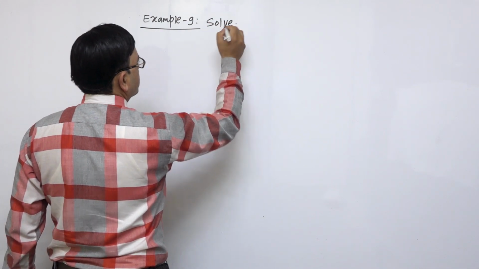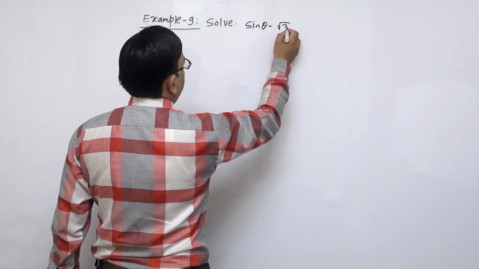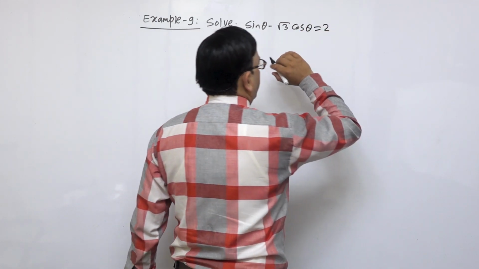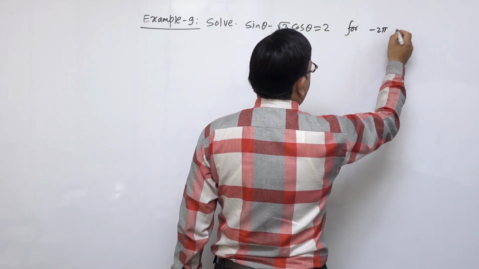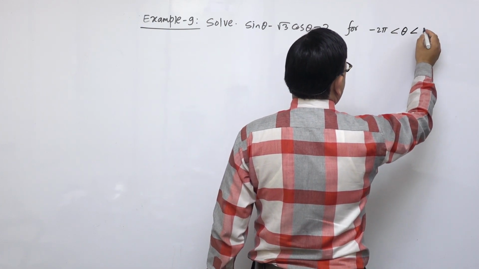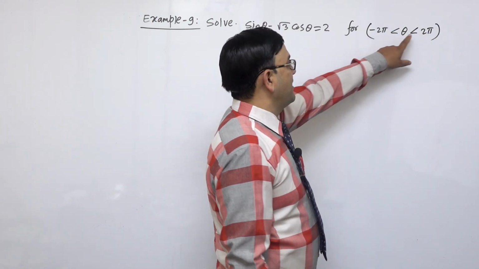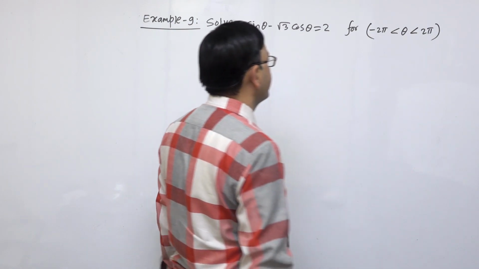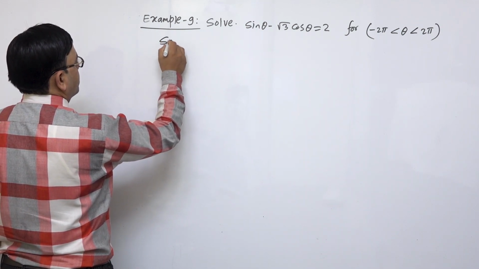So our question is, solve sine theta minus root 3 cos theta is equal to 2 for minus 2 pi less than theta less than or equal to 2 pi. This is the condition. This is a little bit different type of question and different type of condition. So let's start to solve this question. Solution.